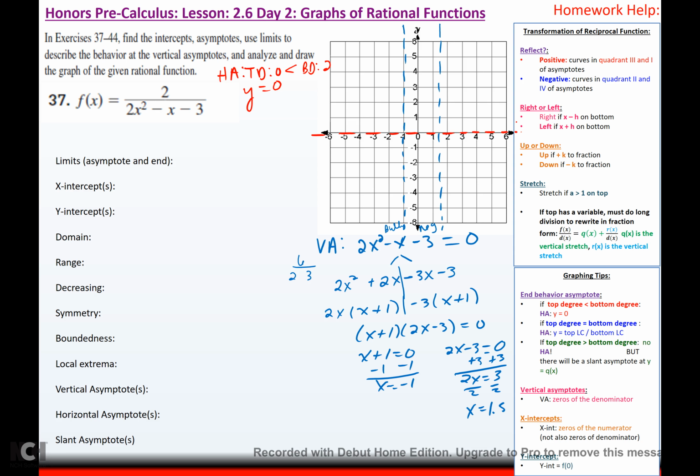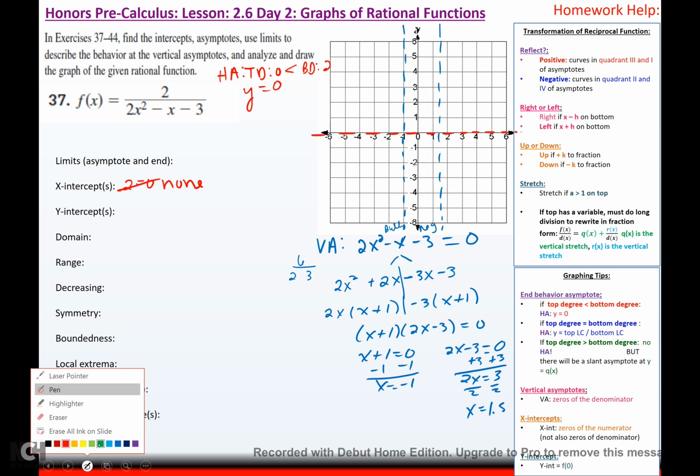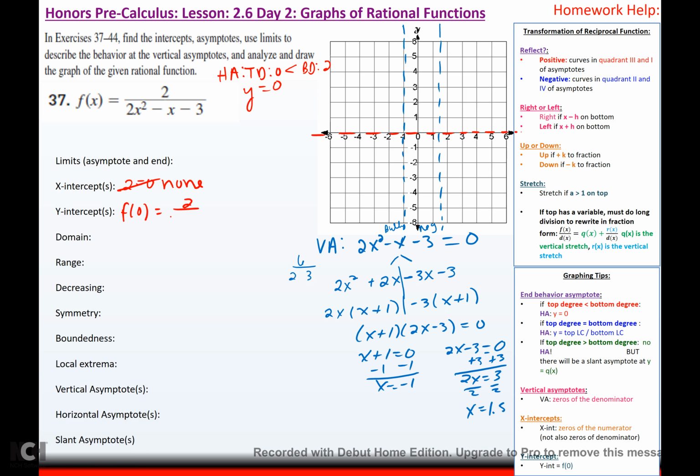I can get some x-intercepts by setting the numerator equal to 0, which is silly. There's no letter in it, so there's no x-intercepts. To get my y-intercept, I find f of 0, which would be 2 over 2 times 0 squared minus 0 minus 3, which is negative 2/3. So it's going to cross the y-axis at negative 0.6 repeating, something about like that.